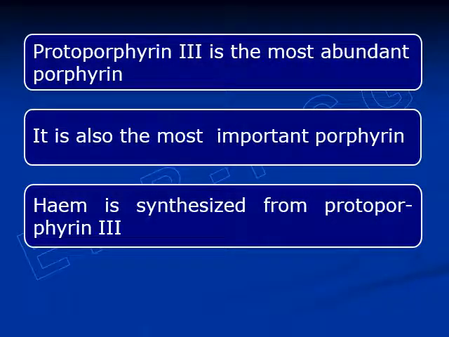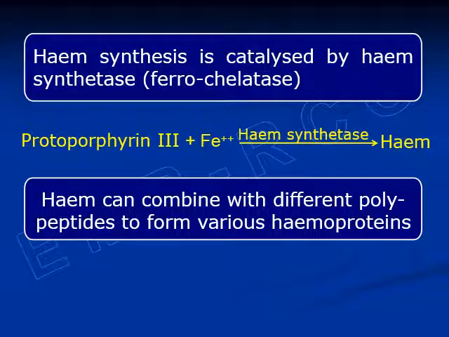Protoporphyrin 3 is the most abundant porphyrin. Among the uroporphyrin and coproporphyrin, this is the most abundant one. It is also the most important porphyrin. Because why? Because heme is synthesized from protoporphyrin 3. The heme group of hemoglobin basically. Heme synthesis is catalyzed by an enzyme called ferrochelatase or heme synthetase. So protoporphyrin 3 in presence of ferrous iron can ultimately get converted into heme with the help of this enzyme. The heme can then combine with different polypeptides to form different kinds of hemoproteins.